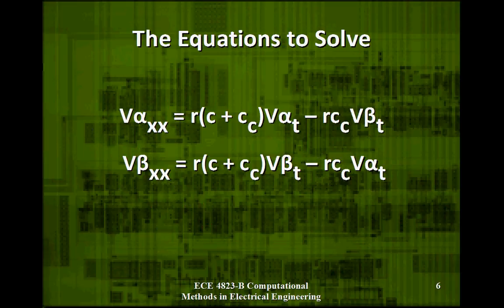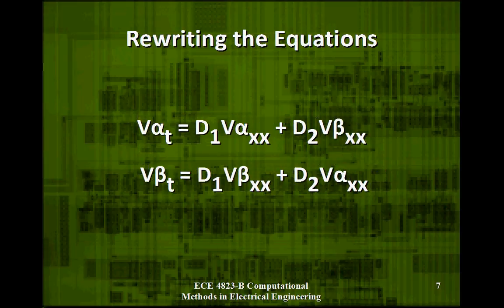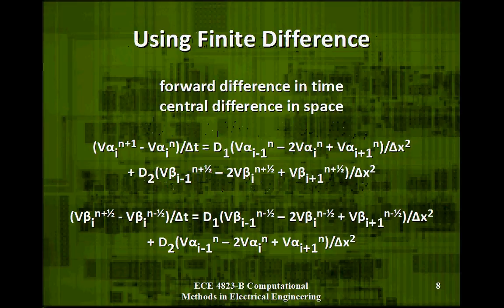Here the equations are in terms of the second partial derivative of position. Since I'd like to use a finite difference approximation in terms of time, first I need to solve for the partial derivatives of time. Doing so results in the following equations. In these equations, d1 and d2 represent constants in terms of r, c, and c sub c. Now we can implement a forward difference in time and a central difference in space to solve these PDEs numerically.